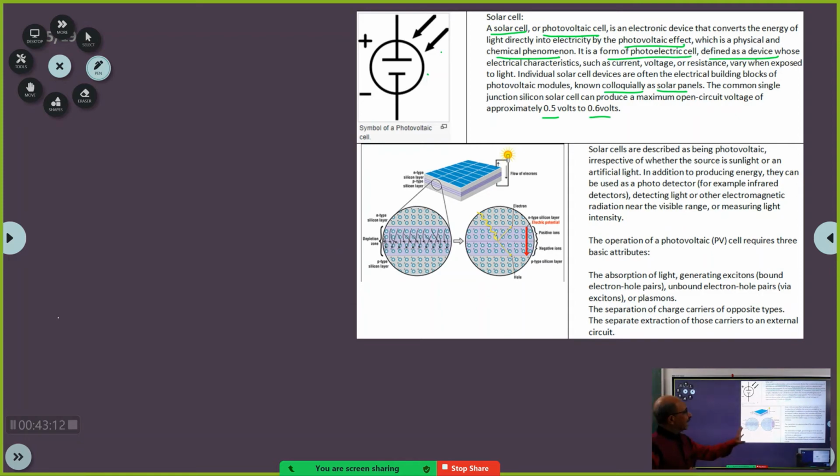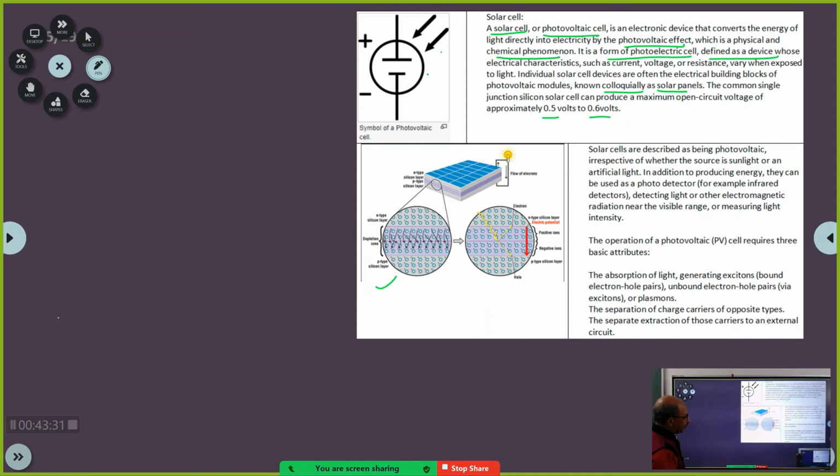Now, regarding the construction and all, even for LED and all, very nice diagrams and explanation are given in your NCERT. And I am sure if you read that, you will all understand. What is necessary to understand, I am teaching today. Now look at this diagram.